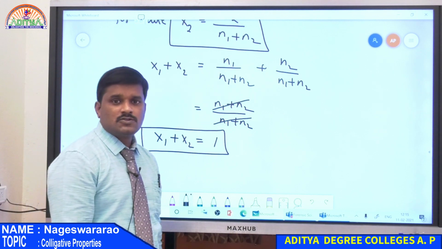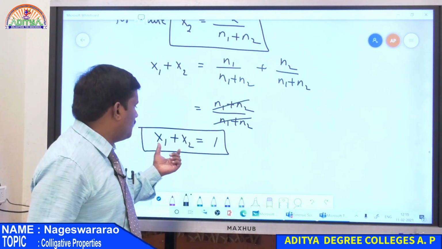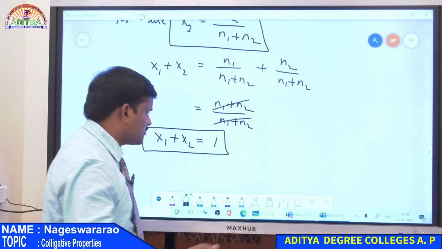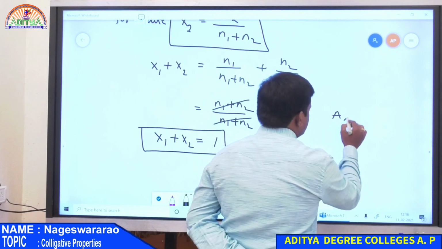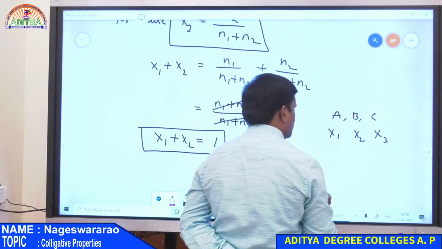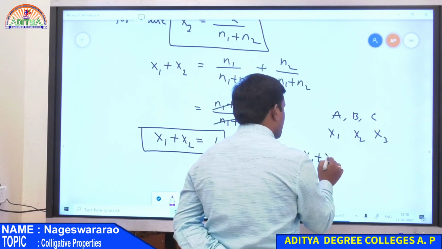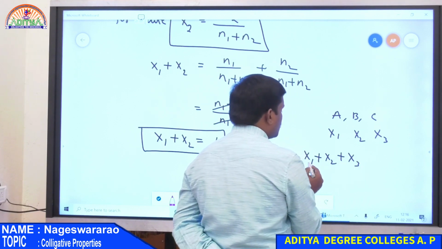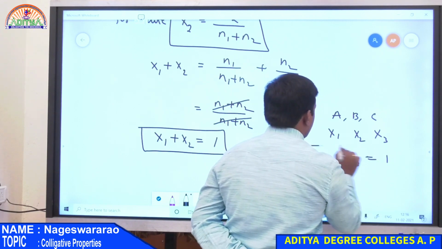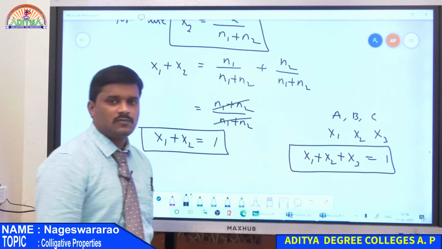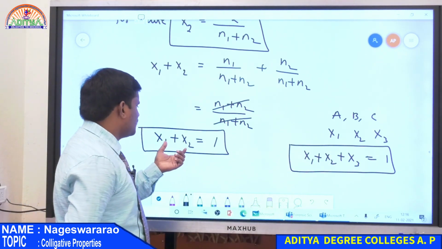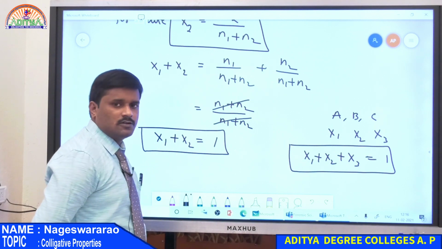So what does this mean? The total mole fraction of all the components present in a solution is always equal to 1. If suppose there are three components A, B, C having mole fractions X1, X2, X3, then X1 plus X2 plus X3, the total mole fraction of all the components present in this solution, is always equal to 1. Here it has two components, therefore X1 plus X2 is equal to 1.